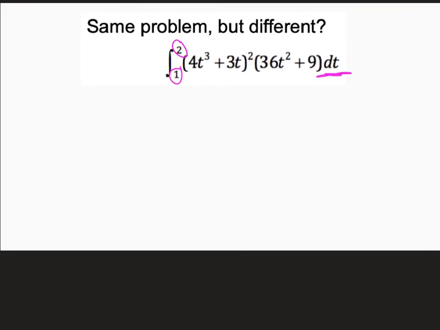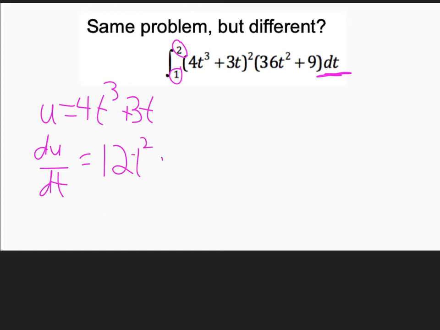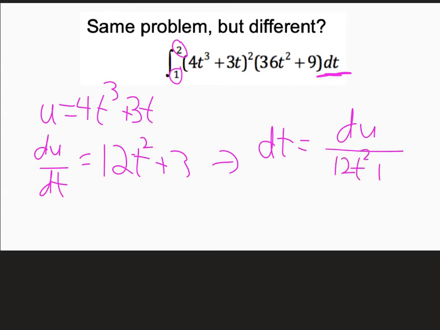But we're going to make a change. We're going to do that same thing. We're going to say, let's make the u the inside: 4t cubed plus 3t. So then du dt is 12t squared plus 3. Let's solve, because I know we're going to need that. dt is du over 12t squared plus 3.